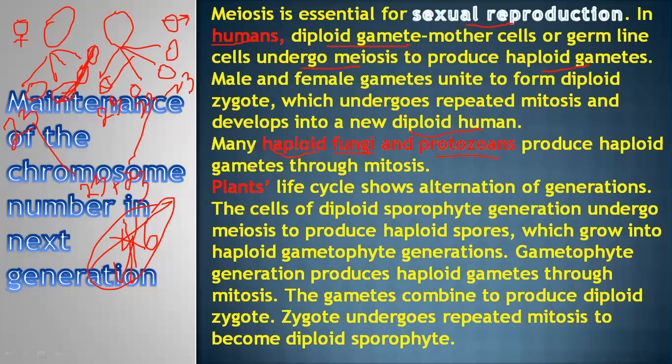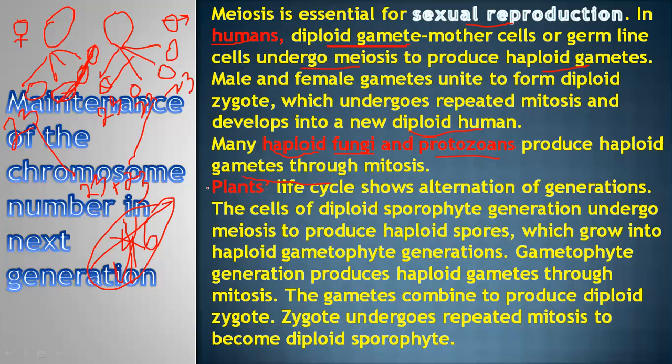They produce haploid gametes through mitosis because they are already haploid. They don't reduce the number further than haploid. So they go through mitosis to maintain the haploid chromosome number.